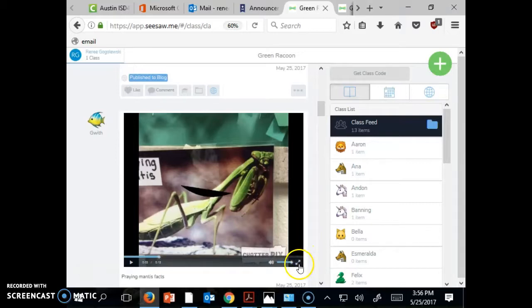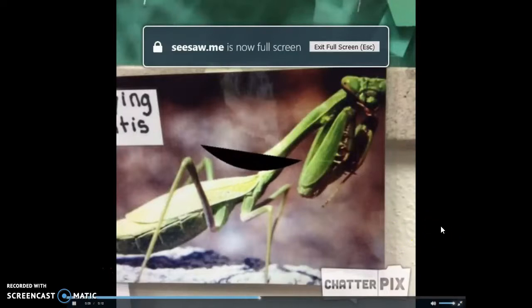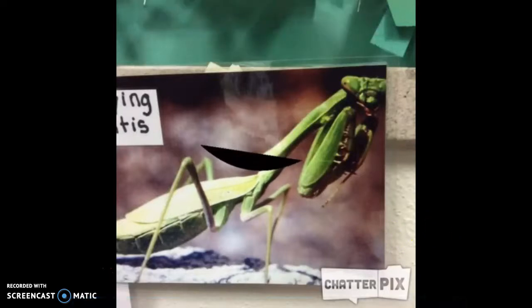So enjoy Gwith talking to you about praying mantis. And they have antenna, and they have 3 body parts, and they have big eyes.